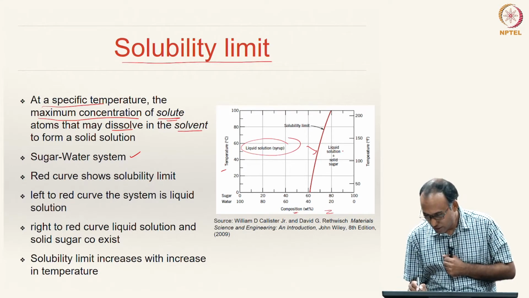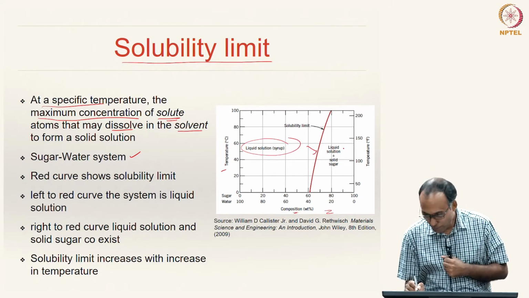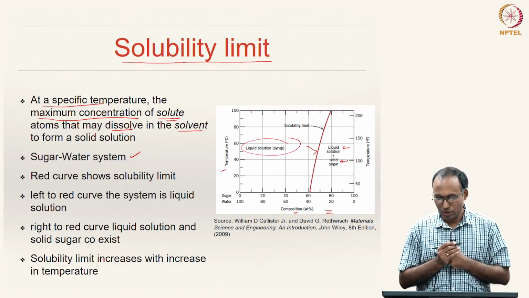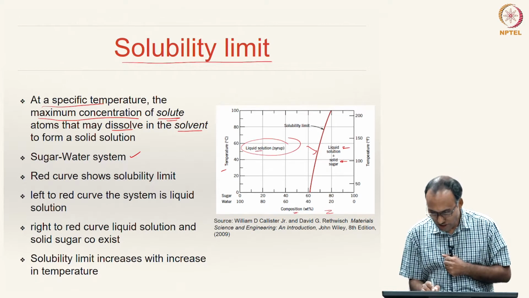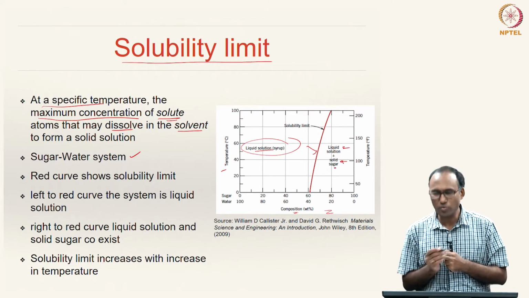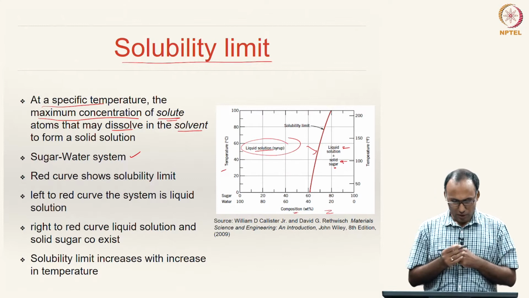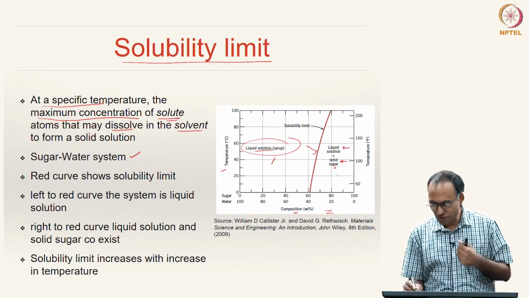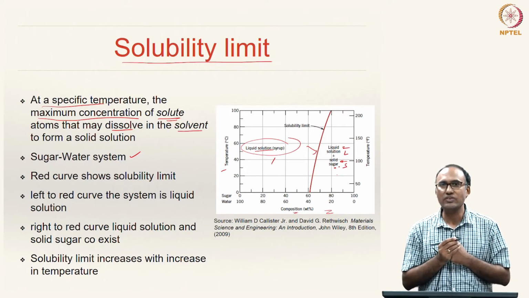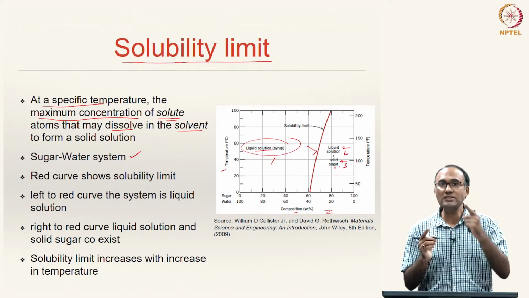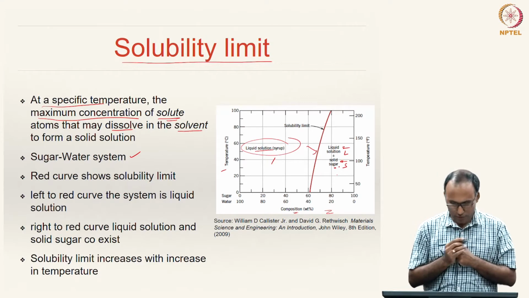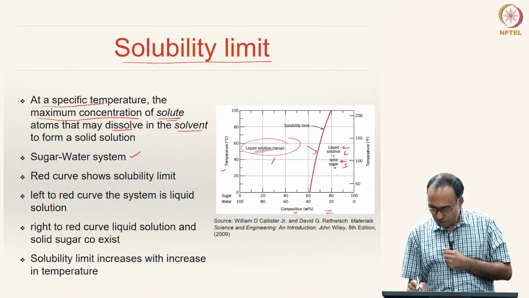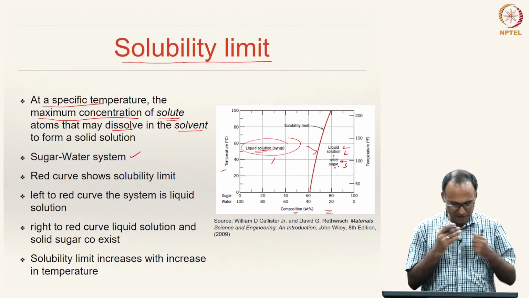and right of that red curve you will have some liquid solution and some solid sugar. So, this is liquid solution and here you will still have some solid sugar. Left of that it is a single phase region and right of that you have a two phase region, one liquid and one solid phase, and the components are water and sugar. So, left of that only liquid solution exists, right of that both liquid solution and solid sugar coexist.